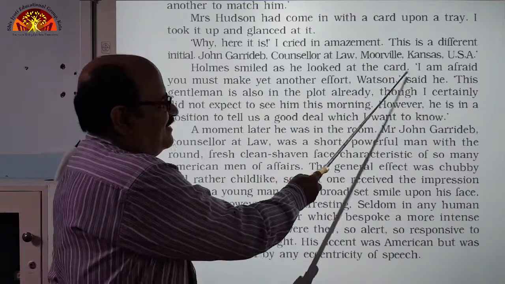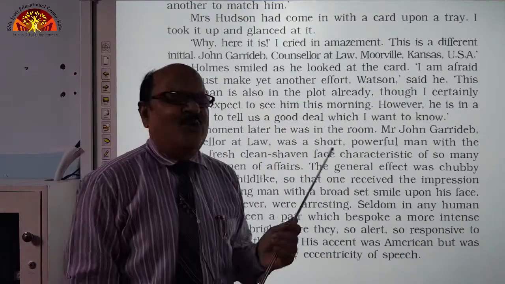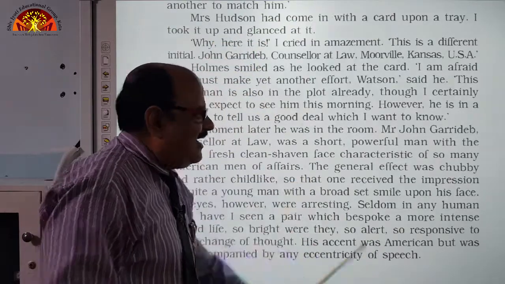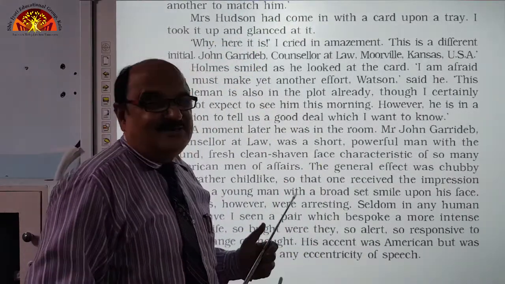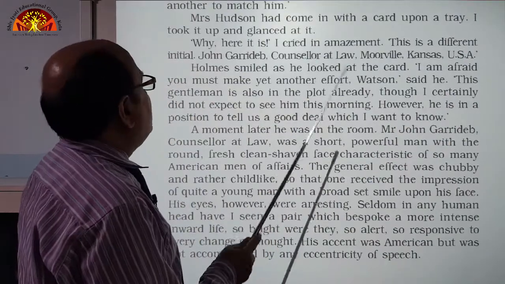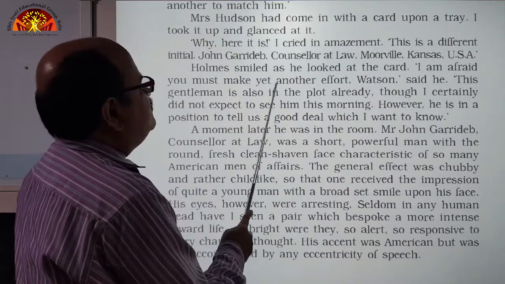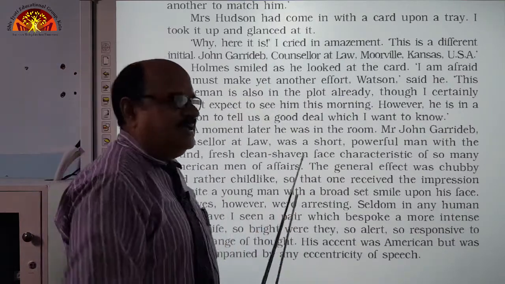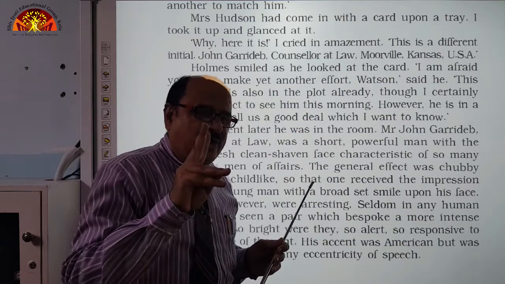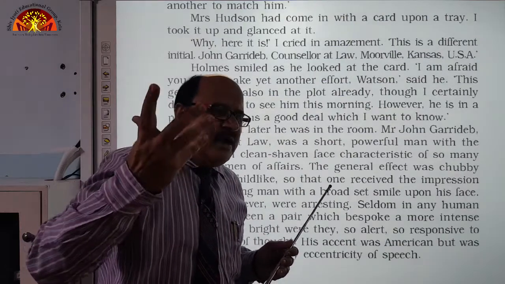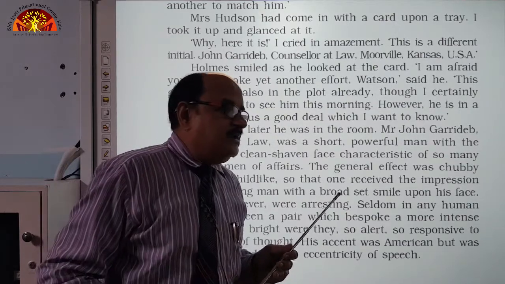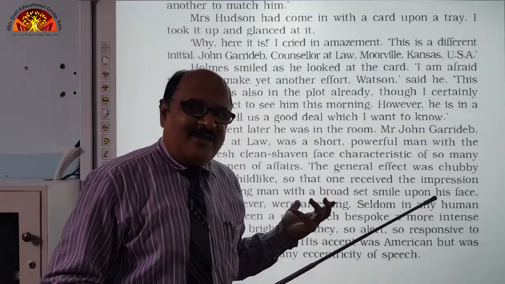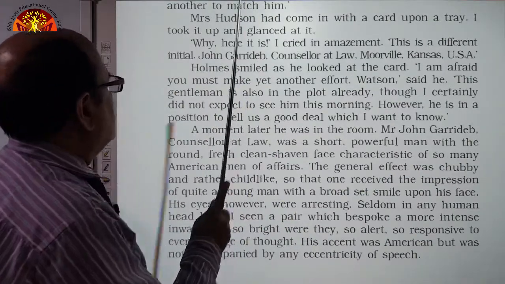Holmes smiled as he looked at the card. "I am afraid you must make yet another effort." Watson, you will have to make one more effort, because this is the same name you have told me and the same name is on the card. So, you will have to find another person with the same name, Gairdeb. "And this gentleman is also in the plot already," means he gave two names of Gairdeb, two people who were Gairdeb. One was Nathan Gairdeb, and the second one is John Gairdeb. So, Sherlock Holmes tells Dr. Watson to find another person with the same name, right.